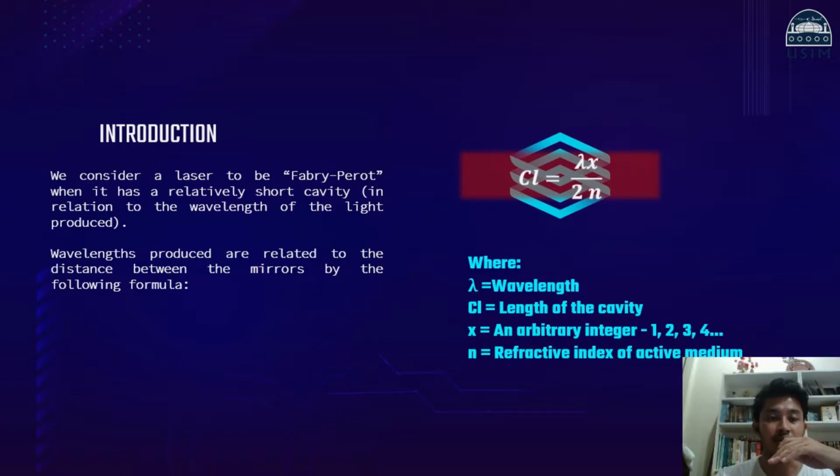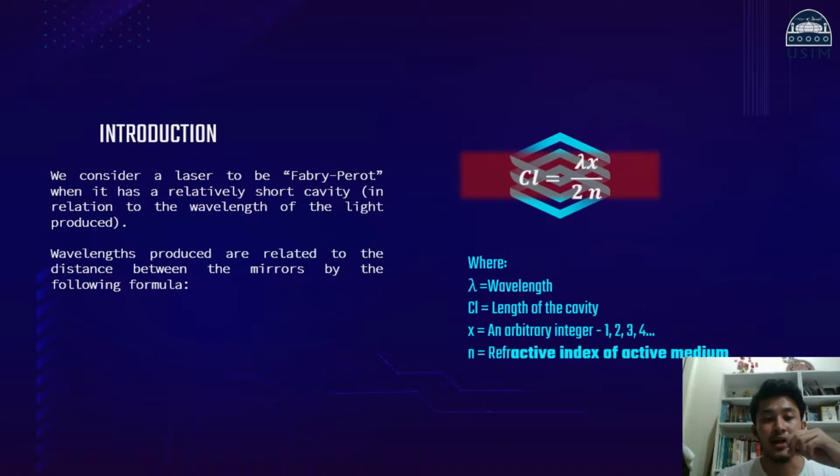Next, still on the introduction, we will consider a laser to be Fabry Perot when it has a relatively short cavity, which is in relation to the wavelengths of the light produced. Wavelengths produced are related to the distance between the mirrors by the following formula. CL, which is length of cavity, is equal to wavelength times an arbitrary integer 1, 2, 3, 4, and we will divide with 2 times the refractive index of the active medium.